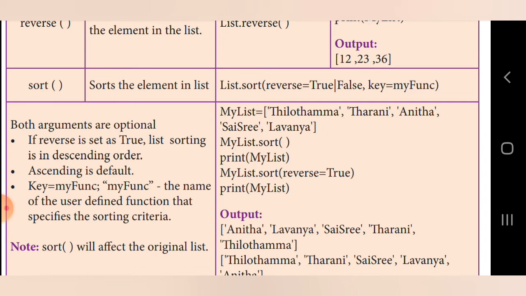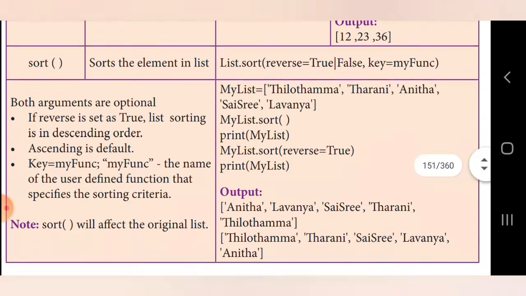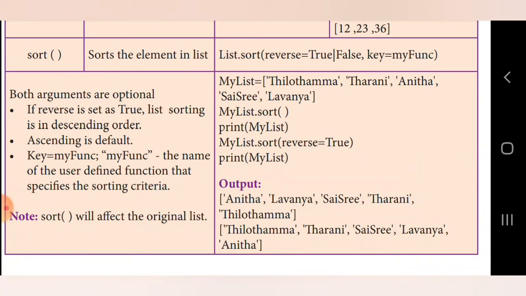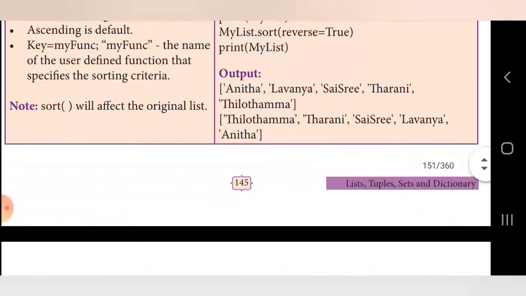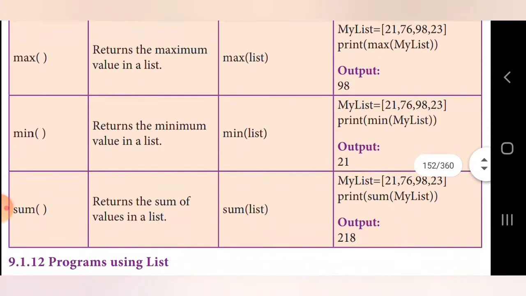Now you can see the output. The first output, that is, the elements are arranged in the ascending order because we are using my list dot sort alone. So Anita, Lavanya, Saistri, Dharani, Tilotama, the names are listed in ascending order. And then see the second output, that is Tilotama, Dharani, Saistri, Lavanya, Anita. So these elements are displayed in the descending order because we are using the parameter reverse equal to true. If the parameter reverse equal to true, the elements are arranged in descending order. Okay, is it clear?